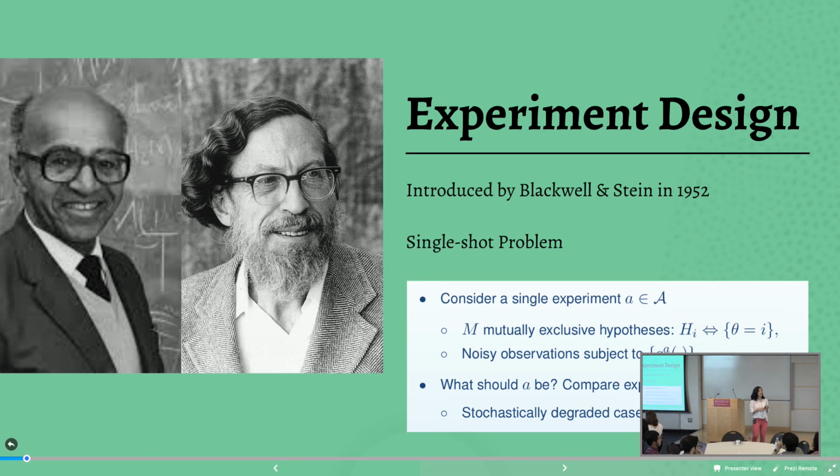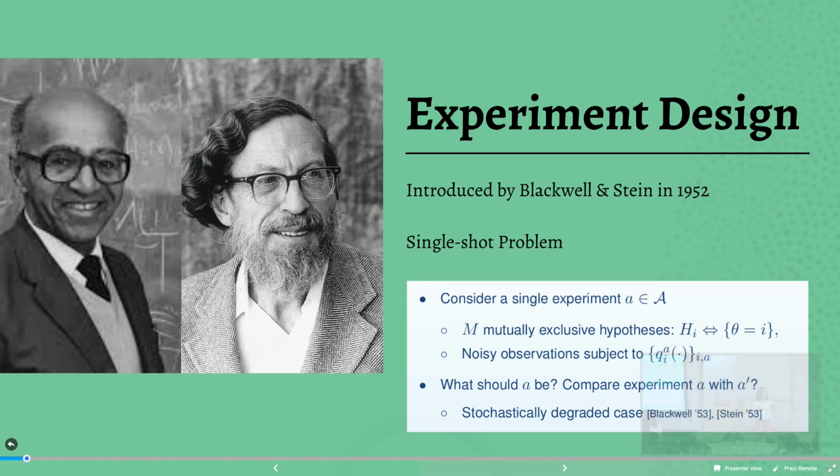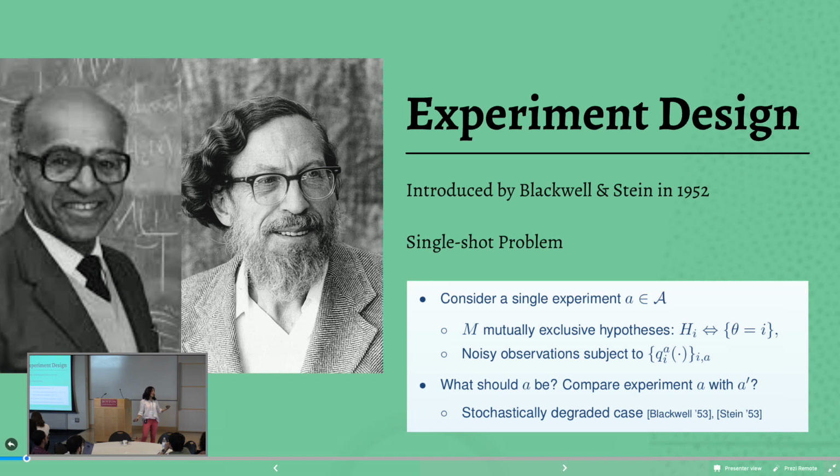And they looked at a similar problem, but they were interested in a single-shot experiment problem. So the problem is really simple. It says, let's say I have one experiment to run, okay? Usually a medical experiment is what people had in mind. And I have impossible, or mutually exclusive, hypotheses about what illness this patient has. And I have some sort of observation model where if I run experiment A and hypothesis i is correct, I will see a statistical outcome according to a distribution Q_i(A). Right? Is the setup clear?